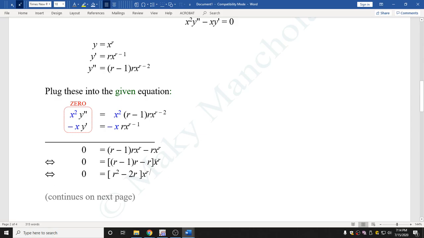Now, in this resulting equation, observe that we can factor out x^r, so we end up with ((r-1) r minus r) times x^r. Inside the bracket, we can do some algebra. Multiply (r-1) times r, that gives you r^2 minus r, but since you're subtracting r, you end up with r^2 minus 2r.